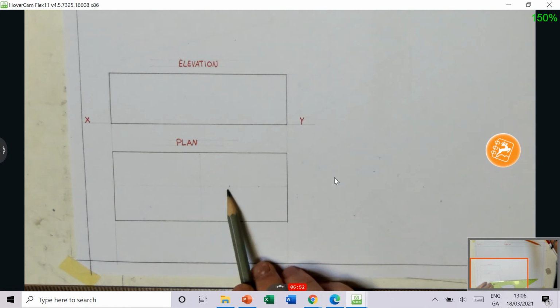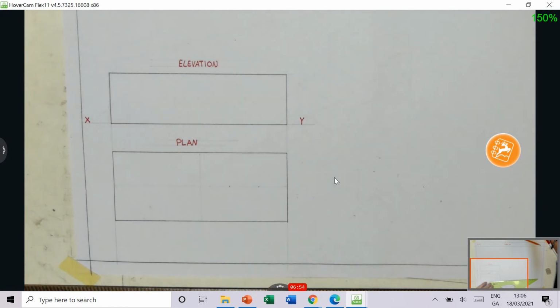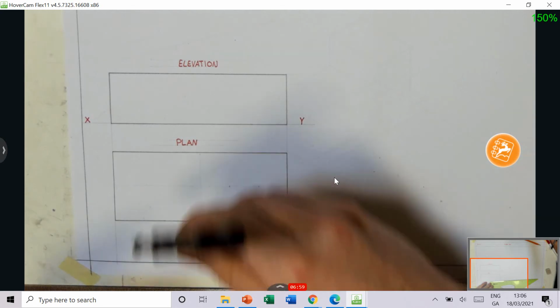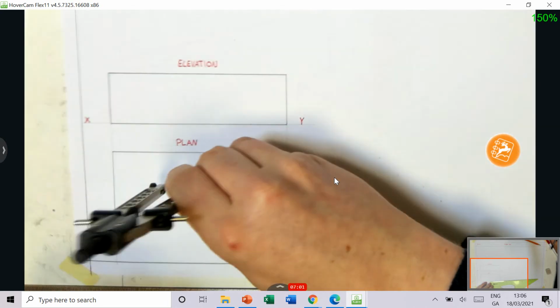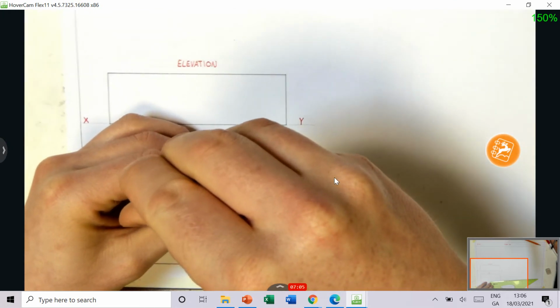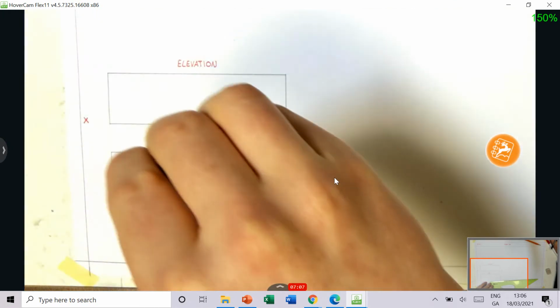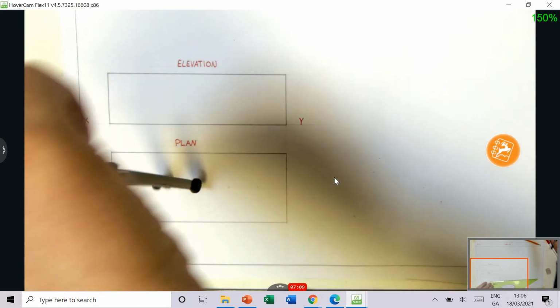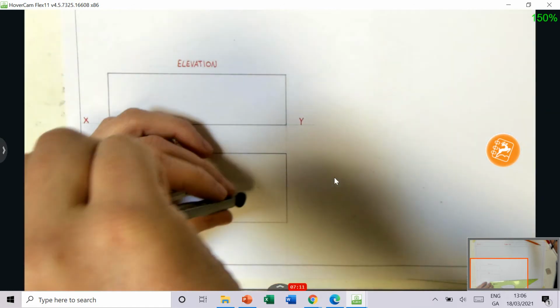Okay, 20 mil and 40 mil. And I'm going to swing two circles. And these are constructions, so keep your line weight very light.